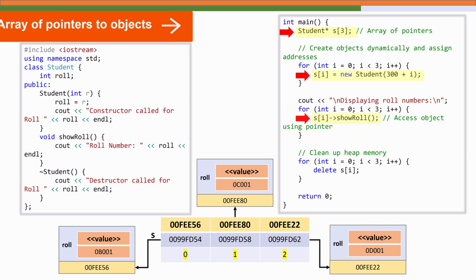When we call S[i]->showRole(), for example, we are using the arrow operator to access the object that S[i] points to. Finally, since the objects were created dynamically, we must manage the memory and we must destroy them using the delete keyword. Otherwise, the memory will remain occupied.